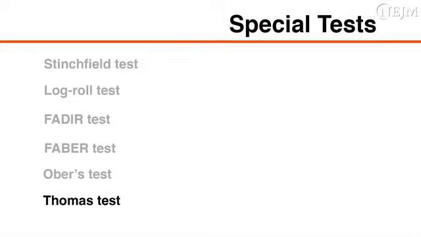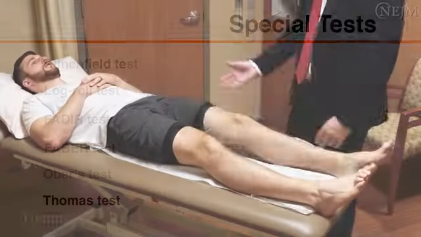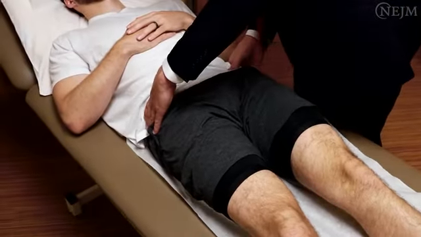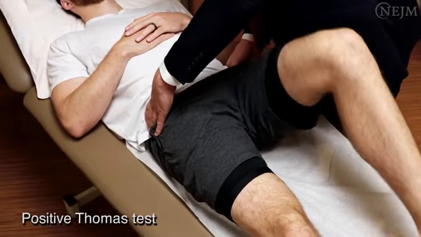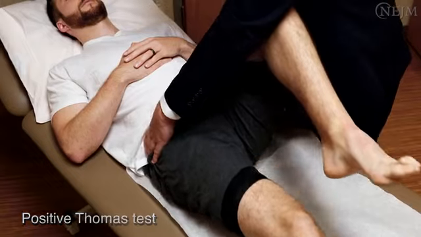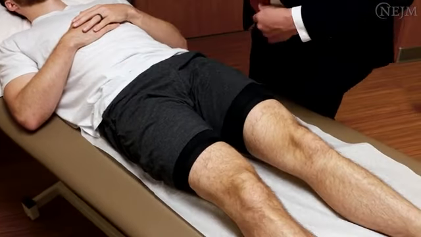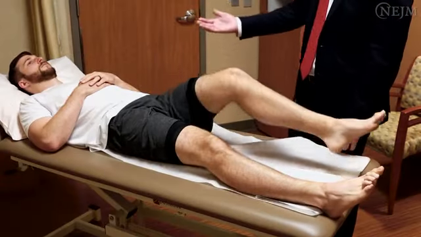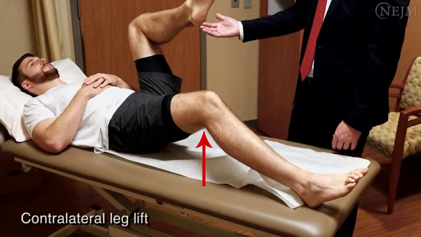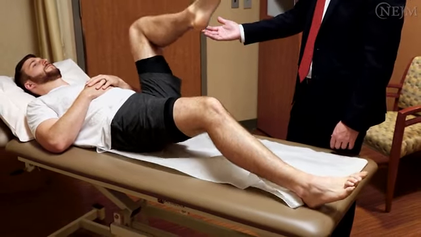The Thomas test is used to determine whether there is tightness in the hip flexors. With the patient in the supine position, ask the patient to fully flex one hip. Observe the contralateral side. If the contralateral hip flexes and the leg lifts off the table, the patient most likely has a fixed flexion deformity. A fixed flexion deformity may represent contracture of the hip or a tight iliopsoas muscle, either of which will prevent extension of the hip.